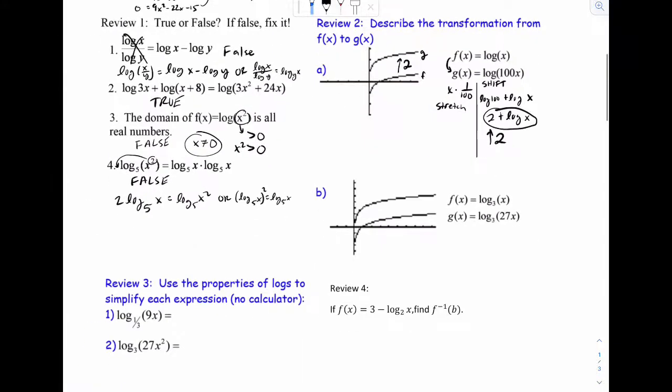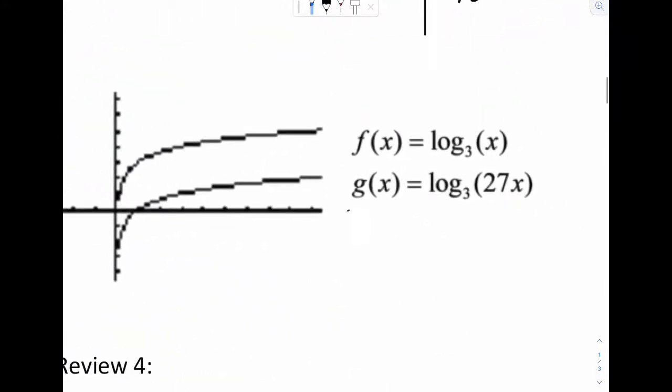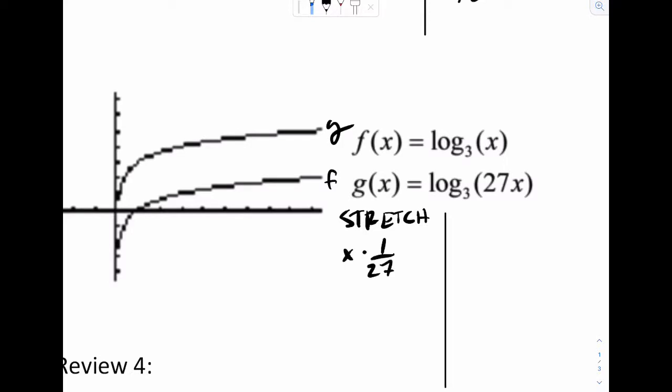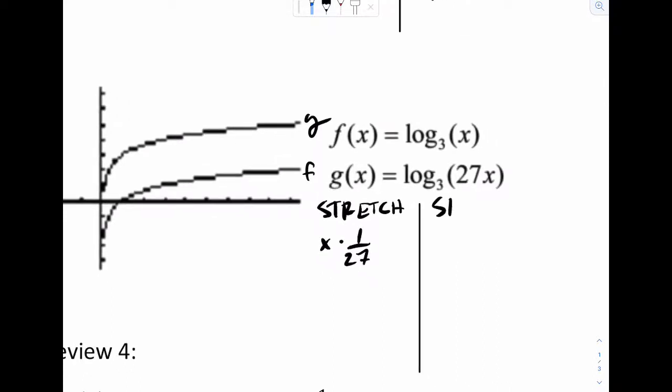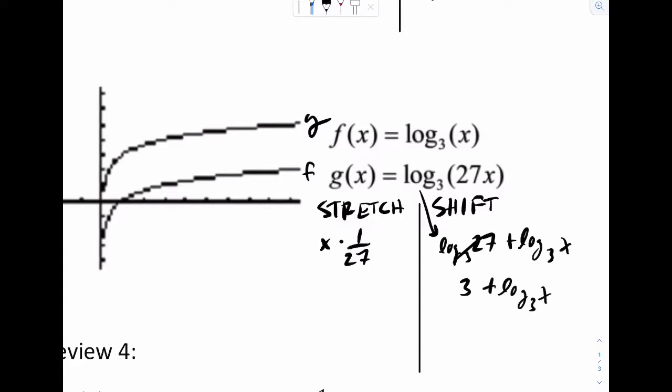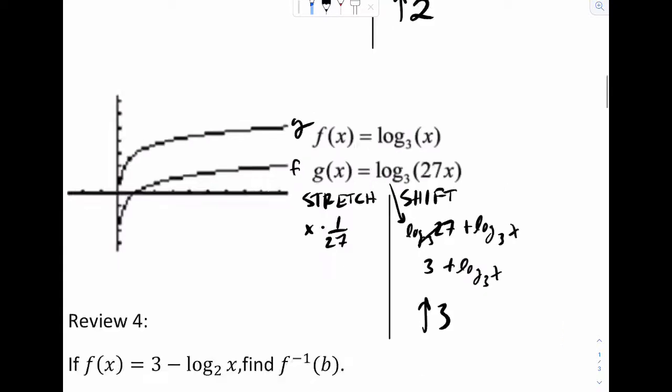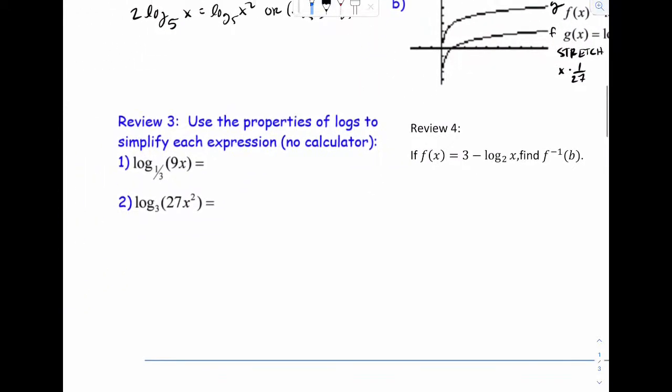So for the same thing, let's look at b. If I ask you to describe what's happening using a stretch, and again, this is f and this is g, we would say f to g, it would be x times 1 over 27. But if I wanted to use a shift, we could say log base 3 of 27, plus log base 3 of x. This is 3, so it must be up 3. Okay, 2 more.